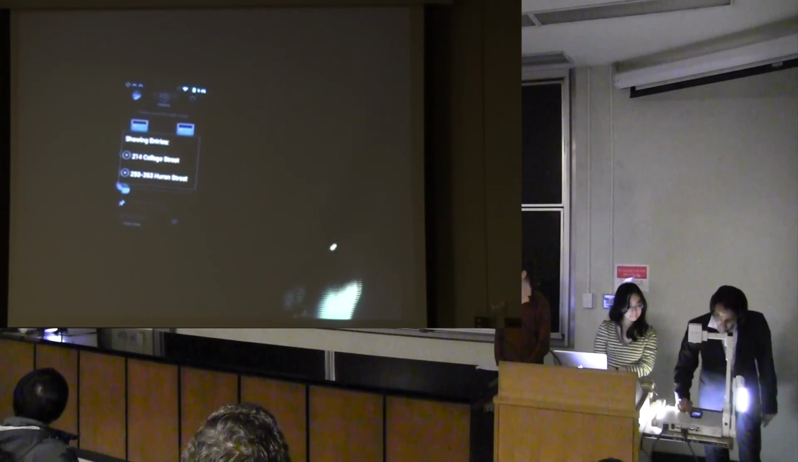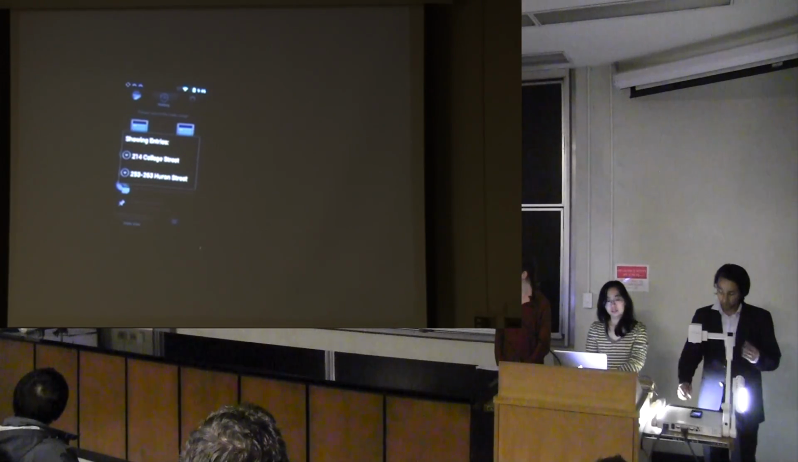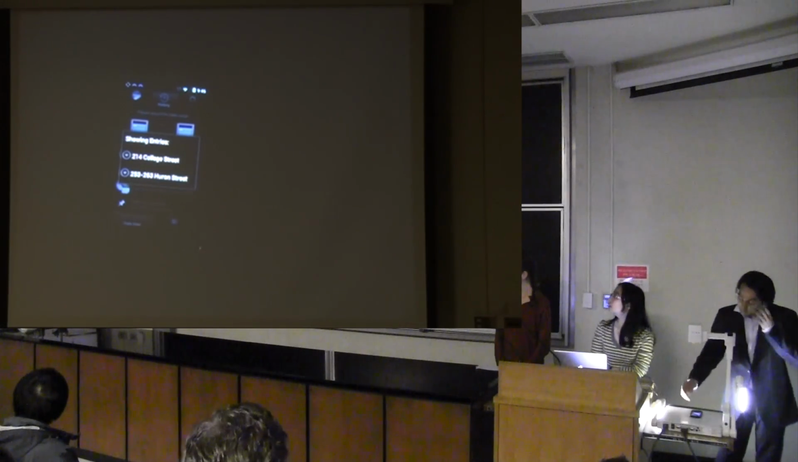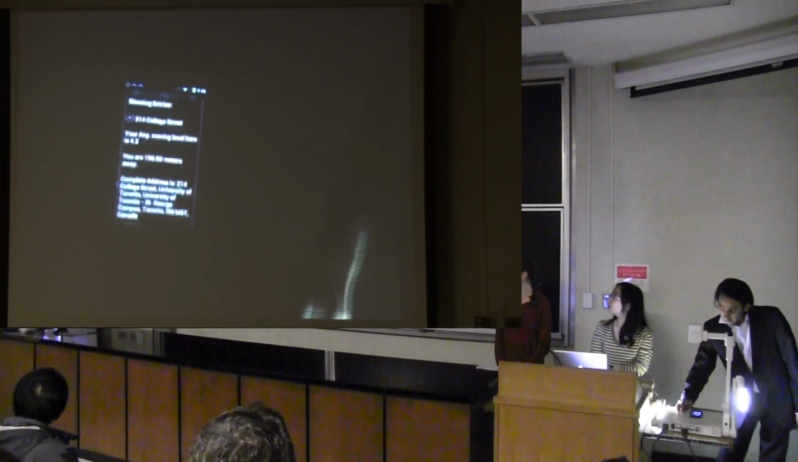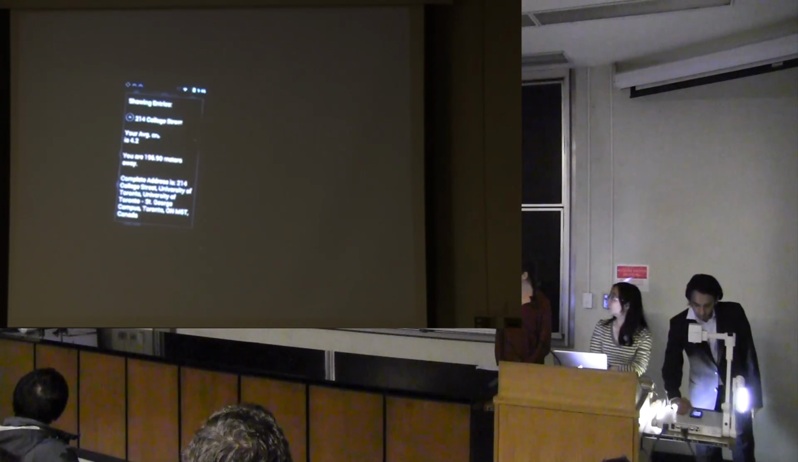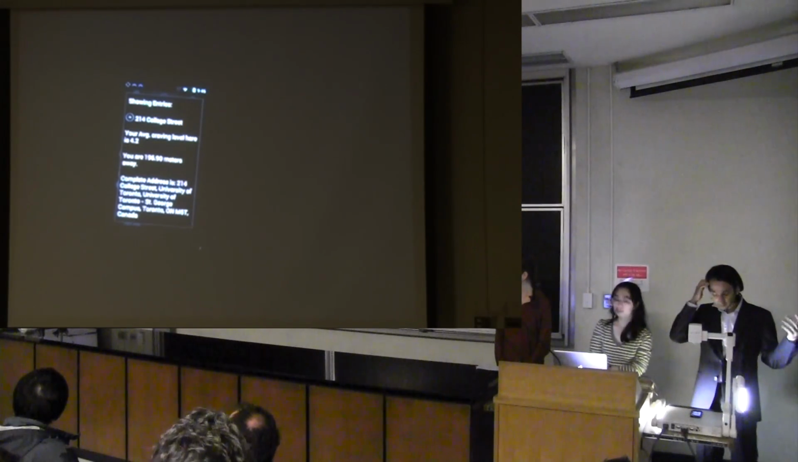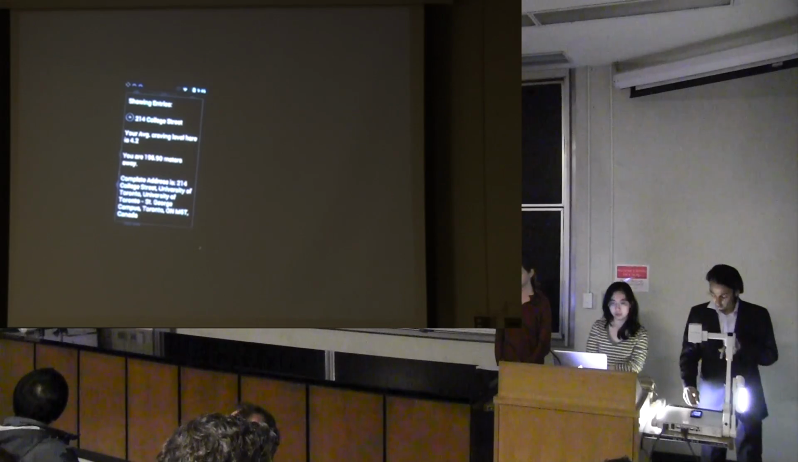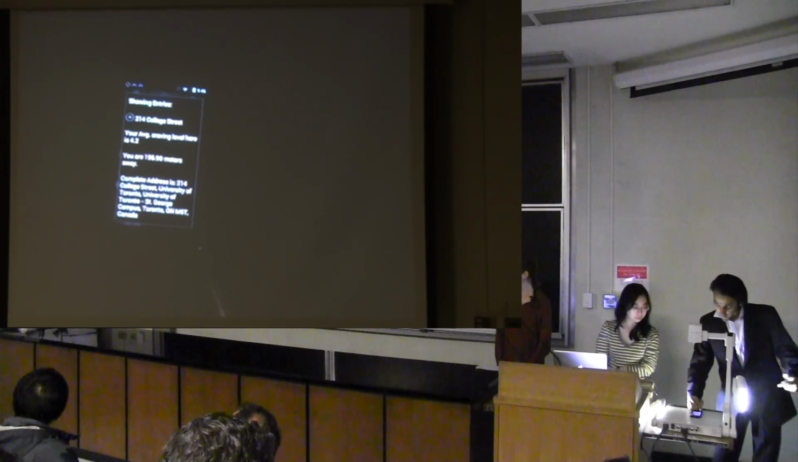And we also keep track of all the locations where they have felt more craving, so they can see what the average craving levels were at 214 College Street where they put in an entry and how far they are from the current location.